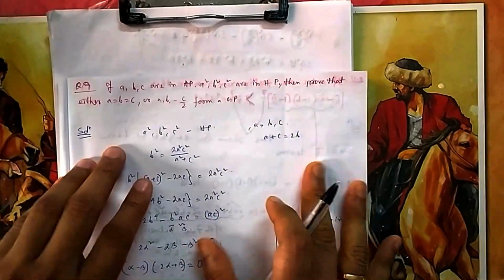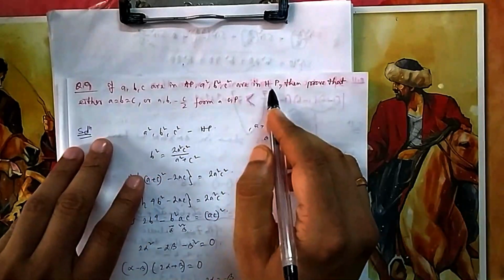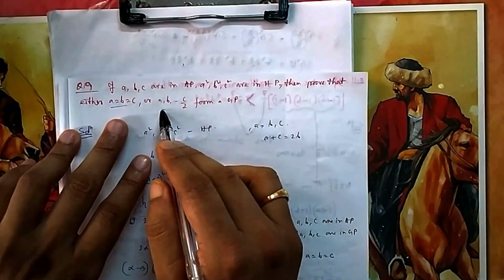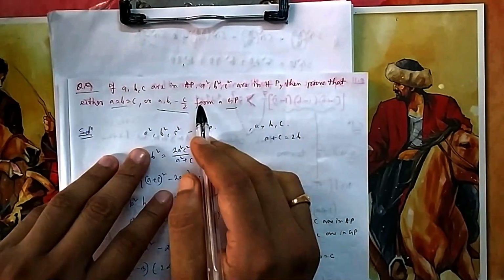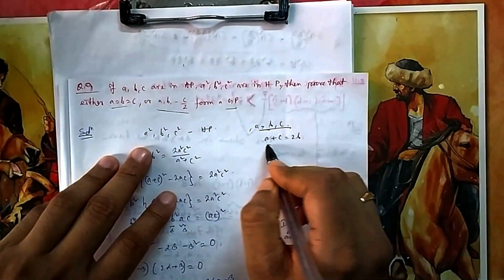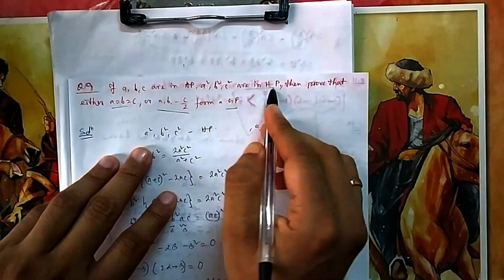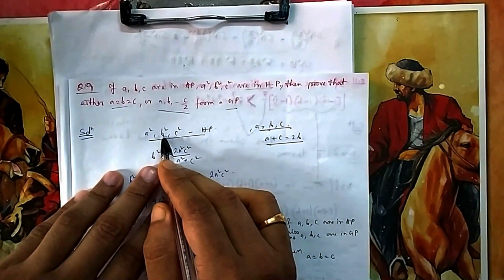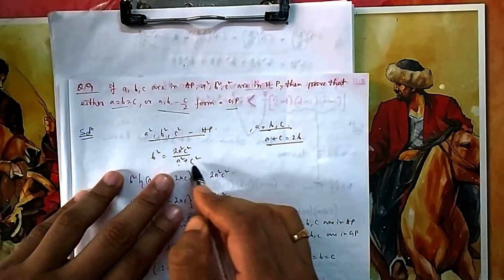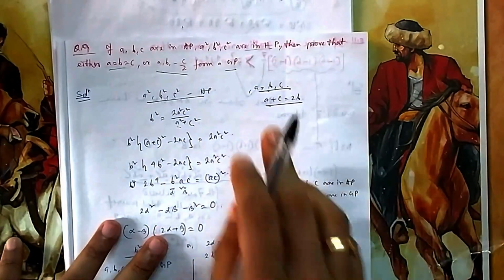Now if you come to 9: if A, B, C are in AP and A square, B square, C square are in HP, then prove that either this or this form is GP. Now what is given? A, B, C are in AP, so A plus C equals 2B, it is given, and this is HP. So if it is HP, then this one will be equal to 2 into this divided by this plus this. Okay.